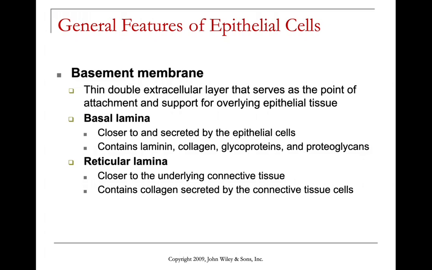So, general features. The basement membrane is a thin, double extracellular layer. It's going to serve as a point of attachment and support for any overlying tissue. The basal lamina is closer to and secreted by the epithelial cells. It will have laminin, collagen, glycoproteins, and proteoglycans. And then your reticular lamina is going to be closer to the underlying connective tissue. That will have collagen from the connective tissue cells.